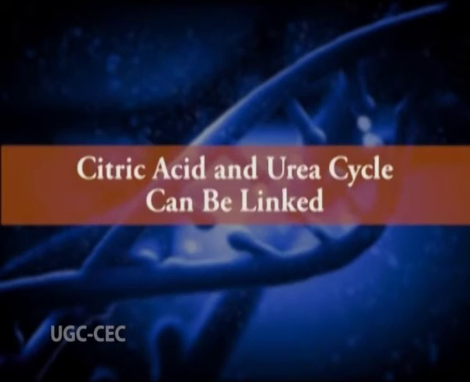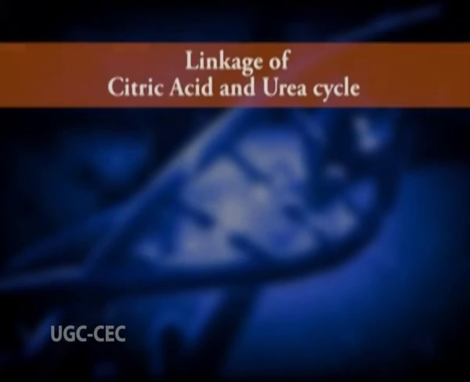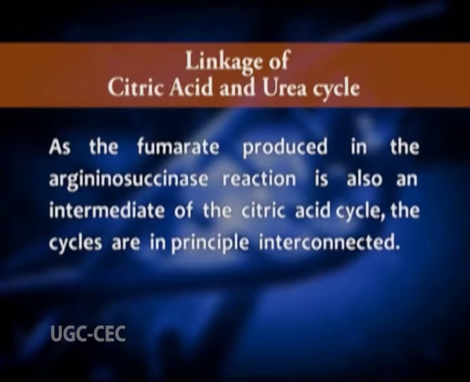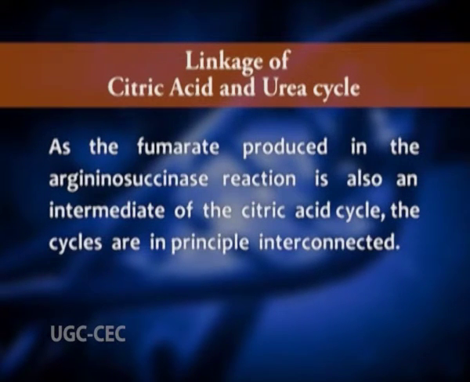The citric acid and urea cycles can be linked, as the fumarate produced in the argininosuccinase reaction is also an intermediate of the citric acid cycle. The cycles are in principle interconnected. However, each cycle can operate independently, and communication between them depends on the transport of key intermediates between the mitochondrion and cytosol.